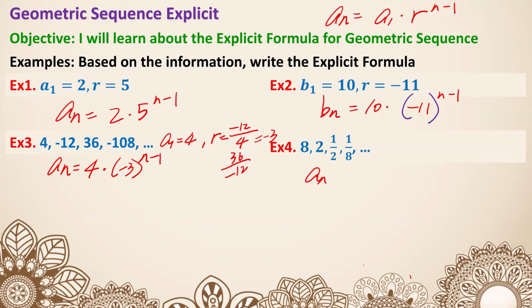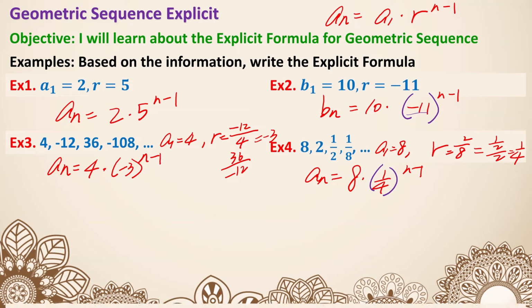Example 4, a sub n equals, well, a sub 1 is 8. And r is 2/8, or 1/2 over 2. They all simplify to be 1/4. So 8 times 1/4 to the n minus 1 power. Same thing here, just like the negative, we need to make sure the negative sign is also included in the part that's being raised to the n minus 1 power. Same thing here, the 1/4 is the whole thing that's being raised to the n minus 1 power. So 1/4 also needs parentheses around it.